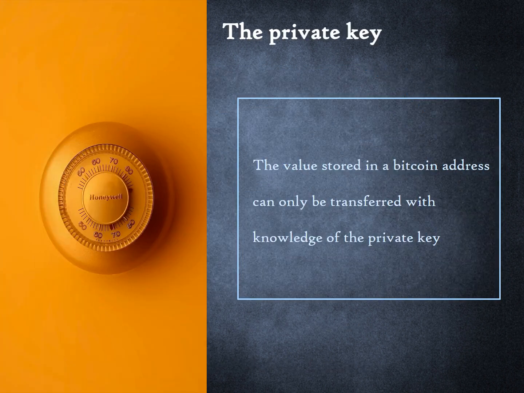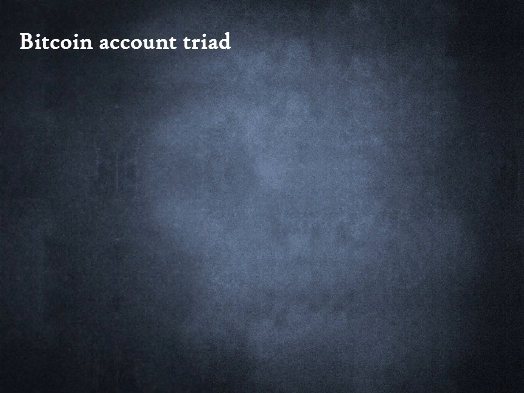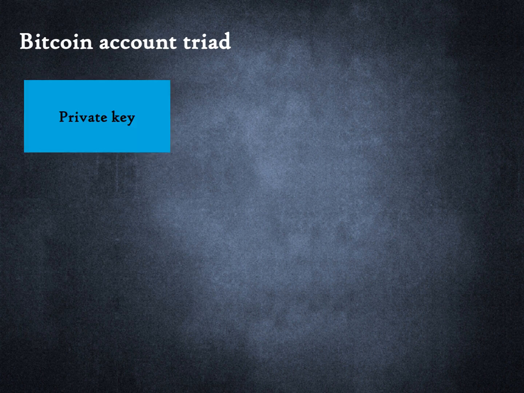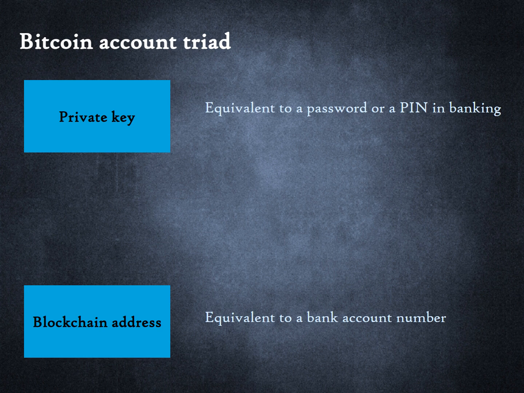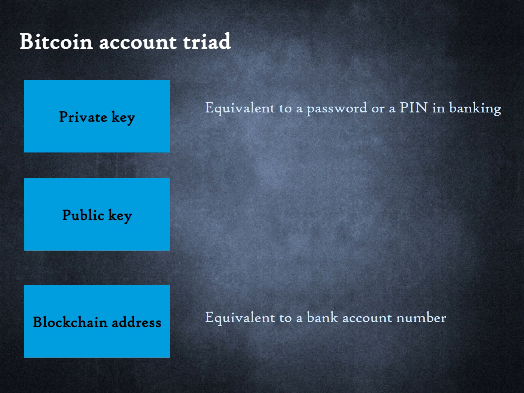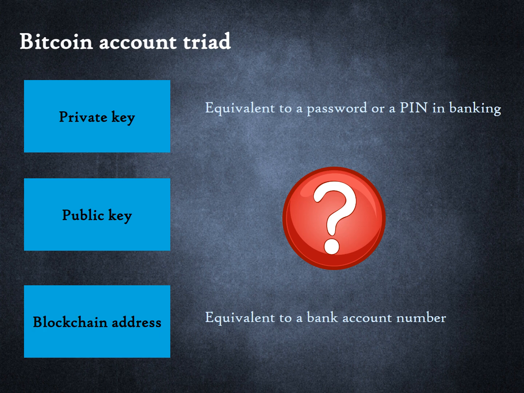The value stored in a Bitcoin address can only be transferred with knowledge of the private key. The private key is thus equivalent to an online banking password or a PIN. We have learnt that the private key is equivalent to a password or PIN of a bank account. The Bitcoin address is equivalent to a bank account number. So, what is the public key? Next, we will learn the intuition behind the public key.